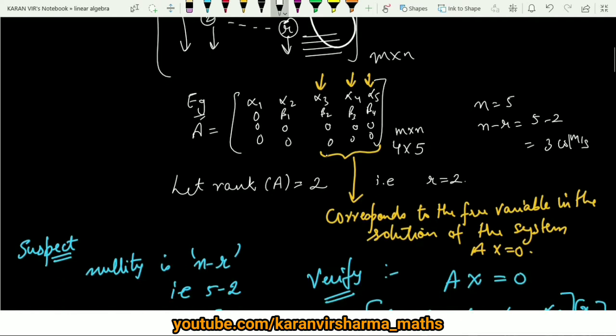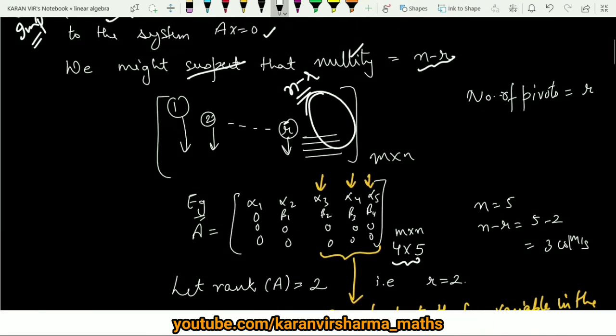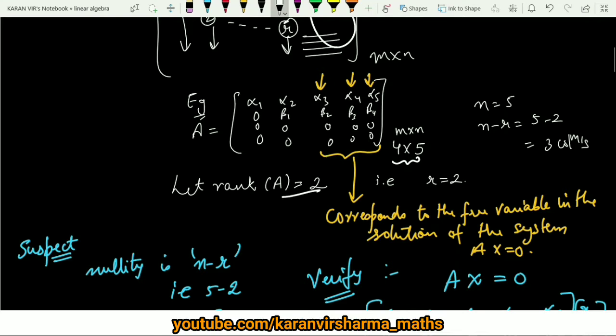So I have chosen any 4 cross 5 matrix, and I have taken the rank of this matrix to be 2. So the value of R is 2, and you can see these are the two pivots. The value of n is 5 here. So what I need to claim is that n minus R, that is 5 minus 2, that is 3 columns. So what are those 3 columns? That is this column, second is this column, and third is this column. So these columns correspond to the free variables in the solution of the system Ax equals 0. What we suspect is that these n minus R columns are contributing to the nullity.